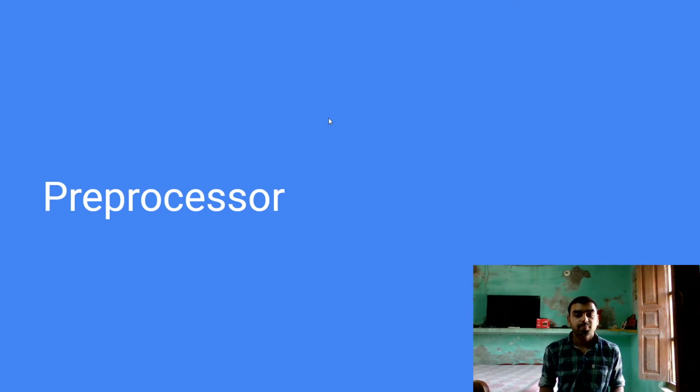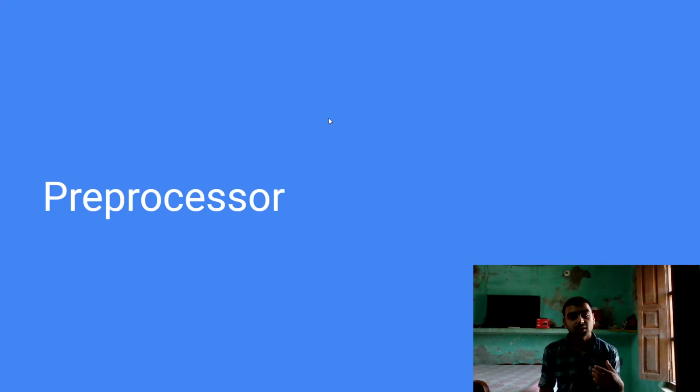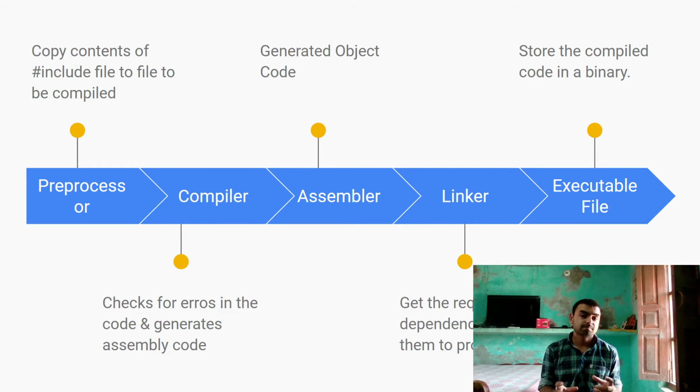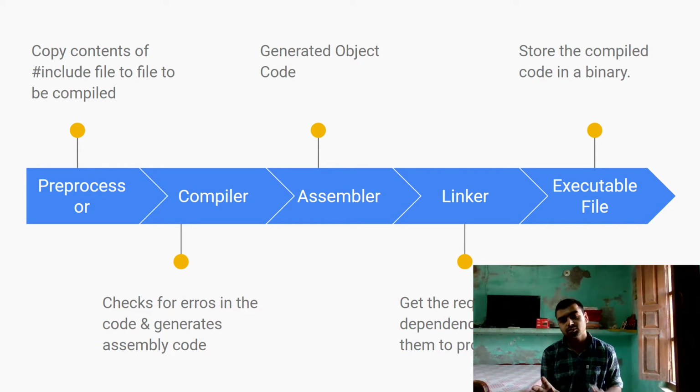Okay, now I want to talk about preprocessors. Whenever our program is compiled or the executable file is generated, it involves several steps. The first step is the preprocessor. A preprocessor simply copies the contents specified after the hash include keyword into the file that needs to be compiled.